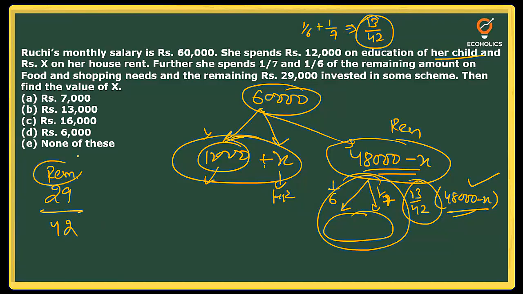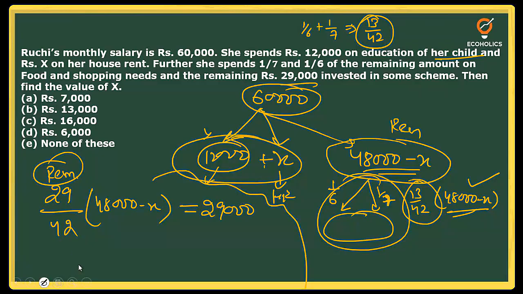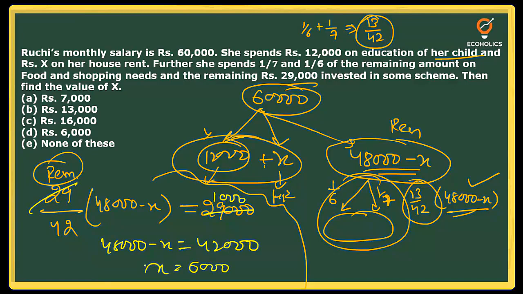Yes or no? Of what? Of 48,000 minus X. And that should be equals to what? That should be equals to 29,000. Now you can cancel out the common. 29 will cancel this. So 48,000 minus X is 42,000. So what should be the value of X? X should be 6,000. So option number D is correct.